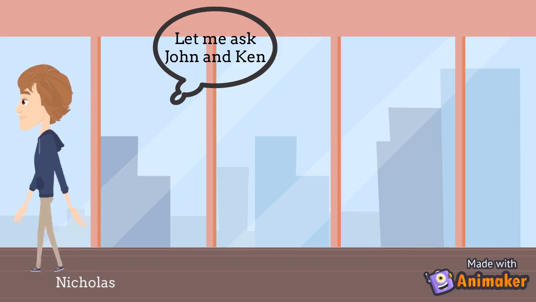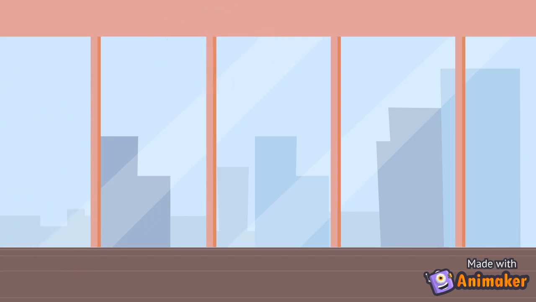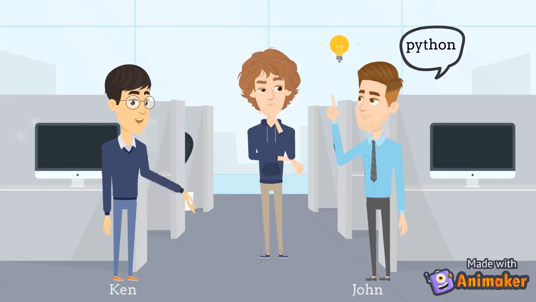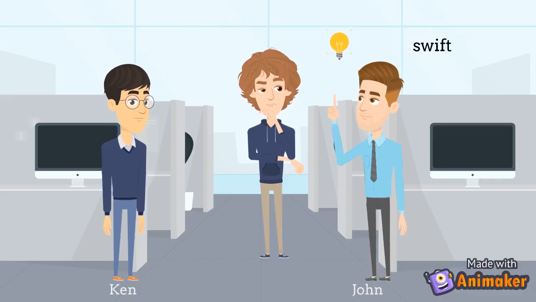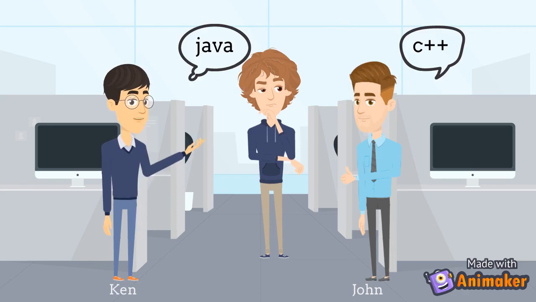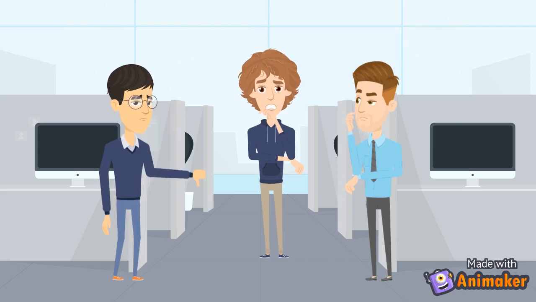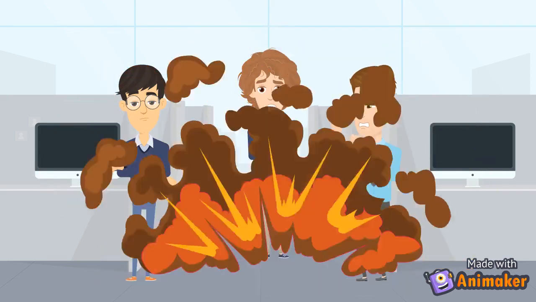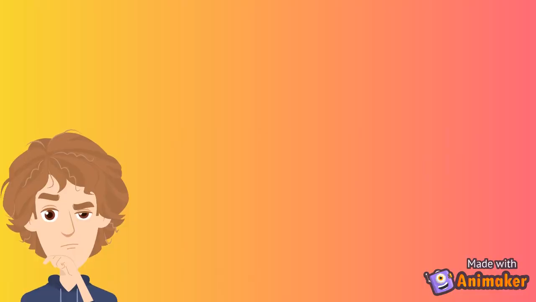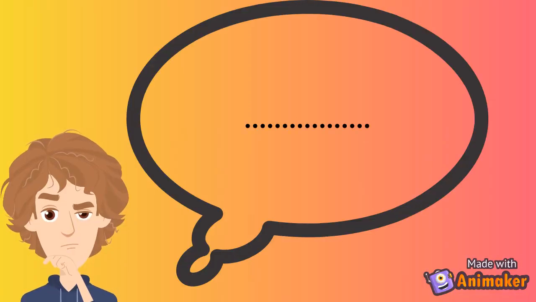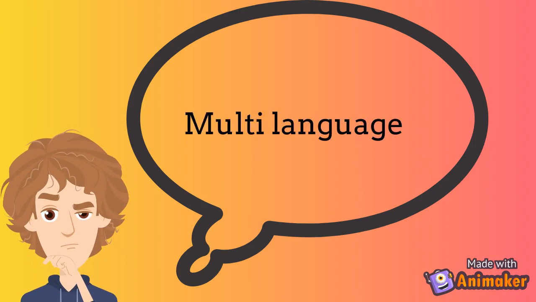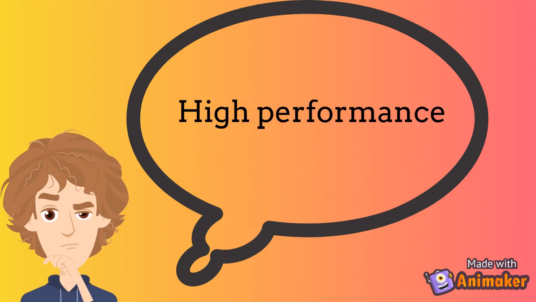"Let me talk to John and Ken." So, Nicholas finds his teammates for help. A big system is usually built from multiple programming languages. In microservices, each service may have its own programming language, and even coding style. Therefore, a common communication method for services is very important. After the discussion, Nicholas thinks that the communication method should be suitable for multi-services, multi-languages, standardized and high performance.